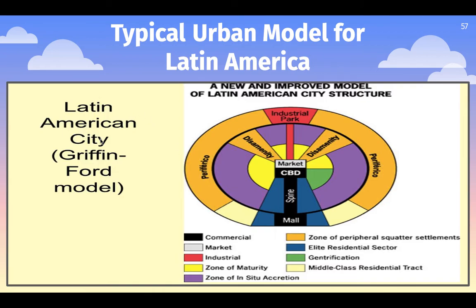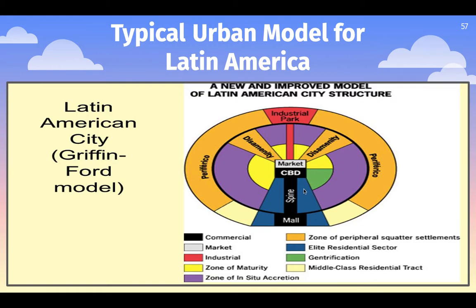In the Latin American city model, just a generalized model used to predict and explain the development of urban settings in Latin America, this is called the Griffin-Ford model. We have a central business district, but there are two key bridges in this big circular model from the central business district and the market. One goes to the industrial park, the other is a commercial spine that leads to a giant mall.